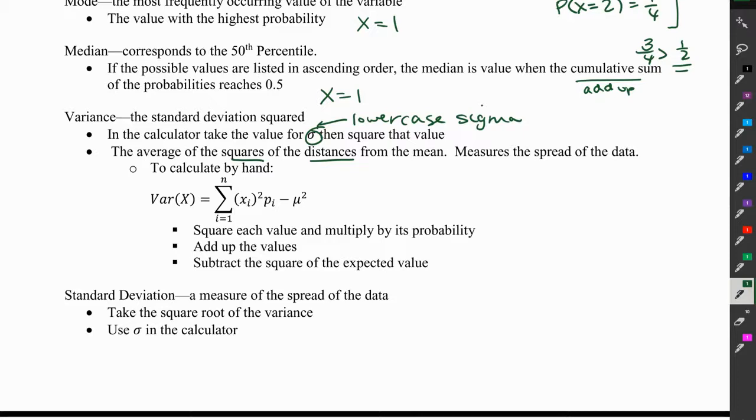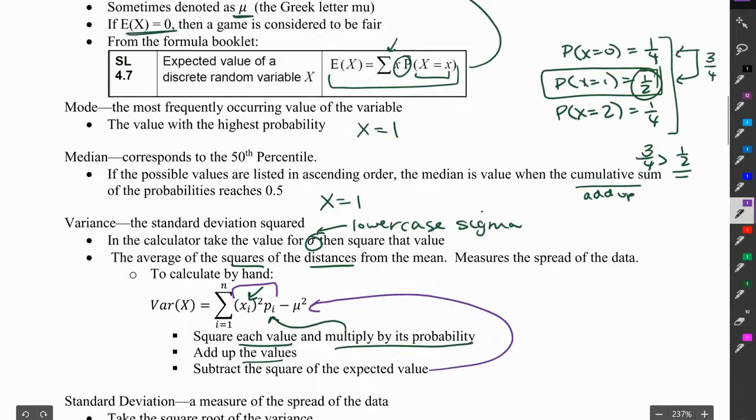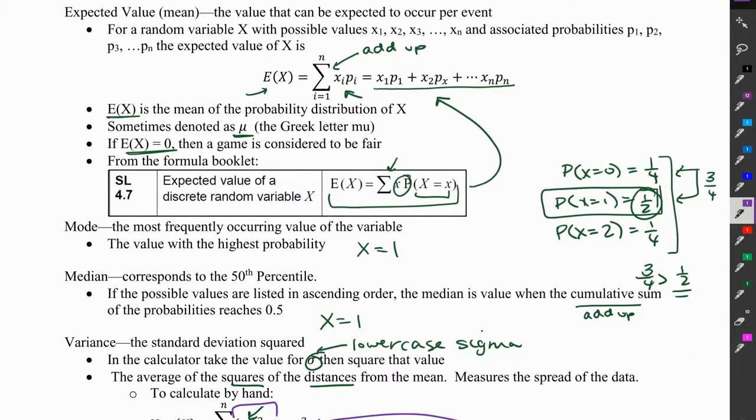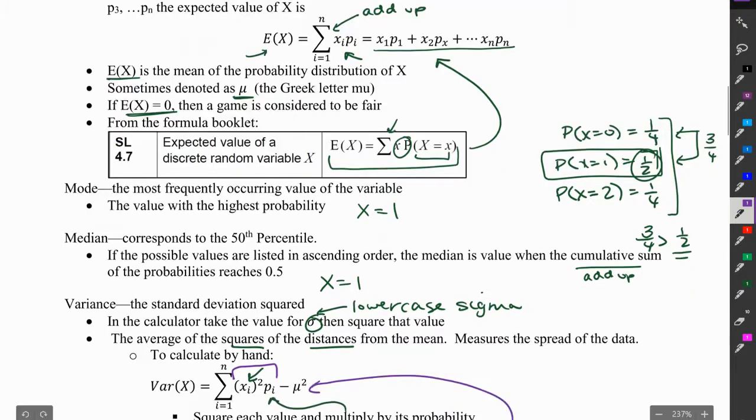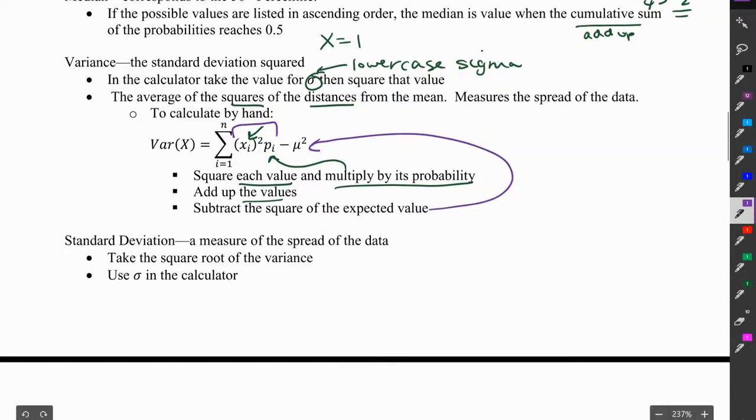And if we want to calculate it by hand, this is the formula that we can look at. However, I think it's easier to think about what we're doing. So we square each value. That's that part right there. Square each value, multiply by its probability, add up those values. So those all get added. And then subtract the square of the expected value. And if we remember from up here, the expected value was multiplying each value by its probability and then adding them up. So you do that, square it, and then subtract it. The standard deviation is also a measure of the spread of the data, and you take the square root of the variance and you use that sigma in the calculator.